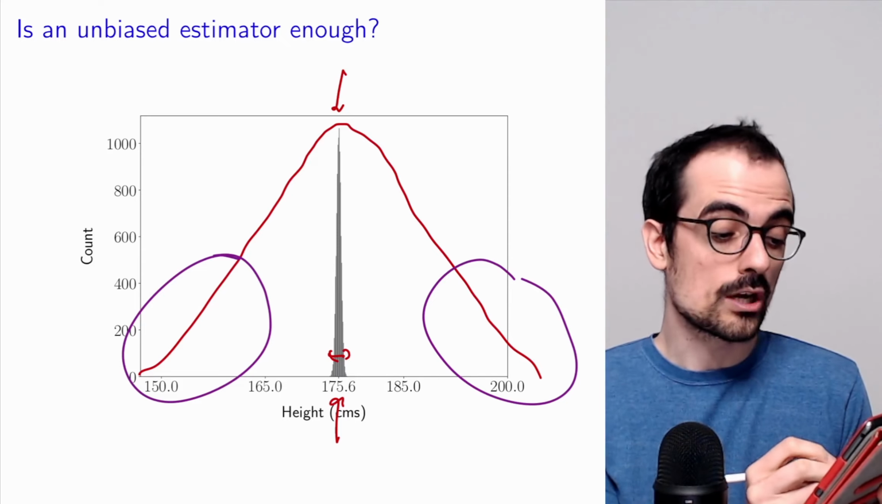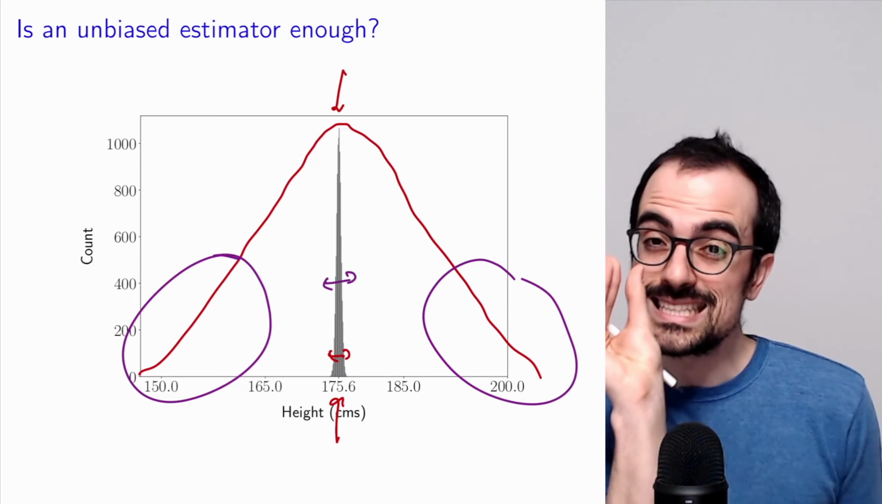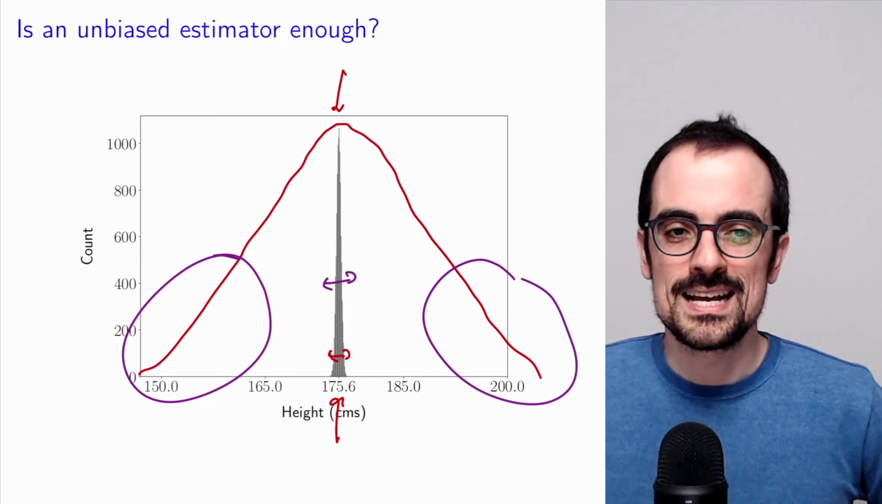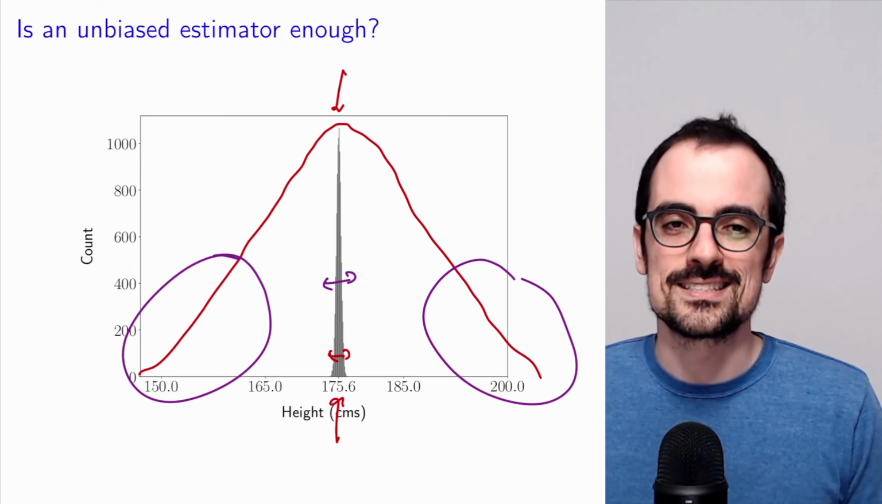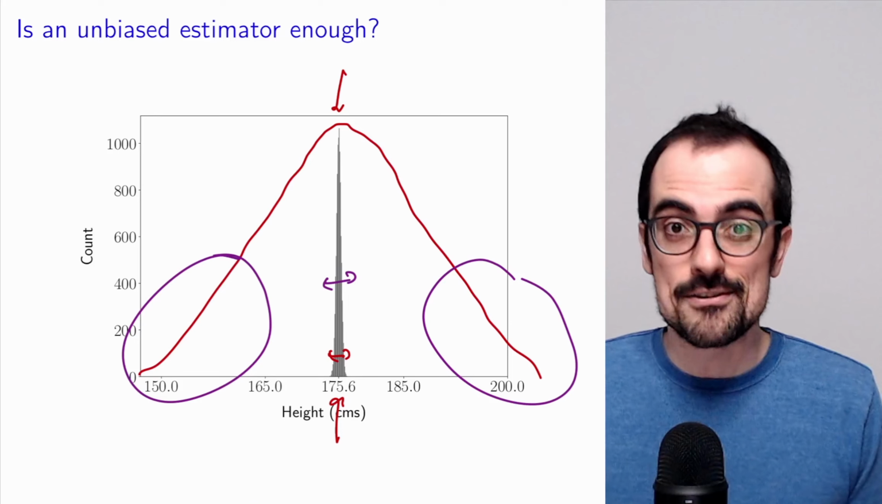So we have to talk about under what conditions we can expect the distribution to be tightly concentrated around the population parameter. And in order to do that, we're going to have to discuss the standard error in the next video.